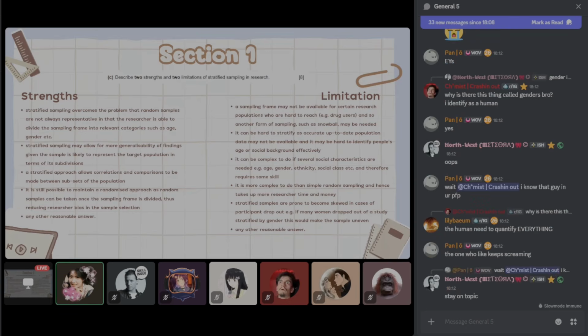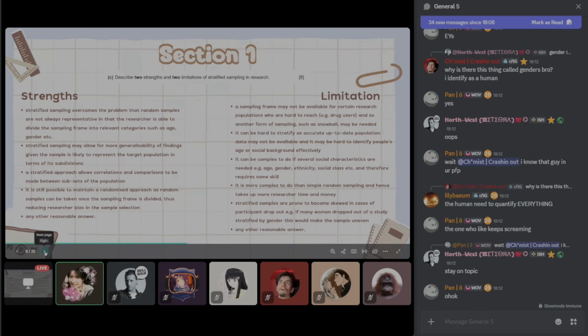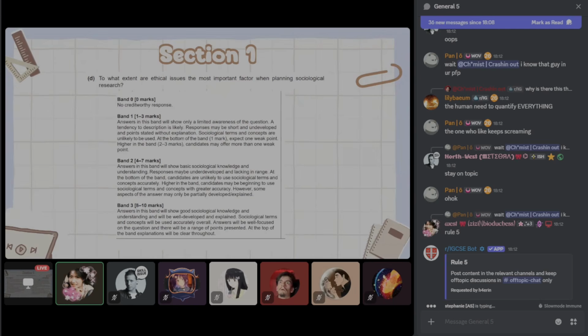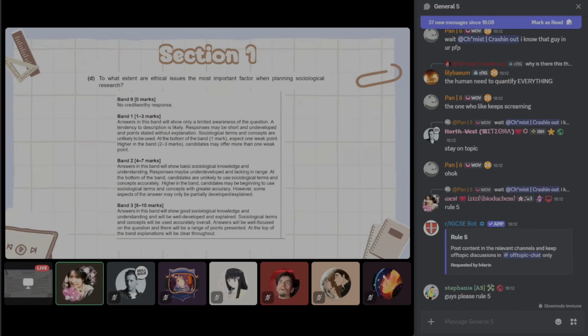Okay. Let's move on to the next question. To what extent are ethical issues the most important factor when planning sociological research?